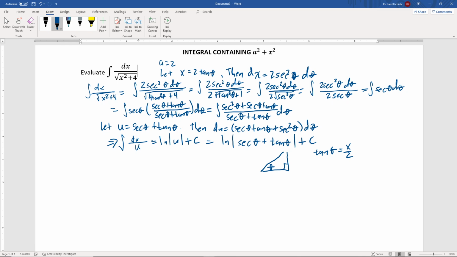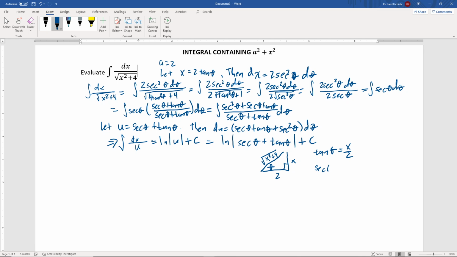So if tangent of theta is x over 2, remember that's opposite over adjacent. So the side opposite of theta would be x. The side adjacent to theta would be 2. And using the Pythagorean theorem, the length of the hypotenuse would be the square root of x squared plus 4. So we could figure out from that, because we know the tangent of theta, like we said, was x over 2, but we also need to know what secant of theta is.